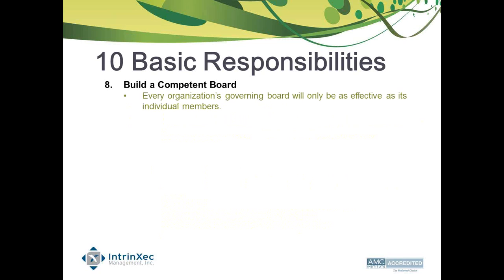Number 8 is to build a competent board. Every organization's governing board is only as effective as its individual members. And whether this is your first year on the board, your second year, or your third year, you want to be constantly looking at, do we have all the skill sets at the table that we would like to have?